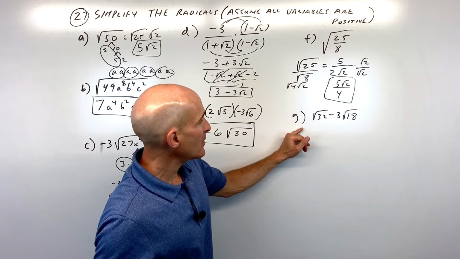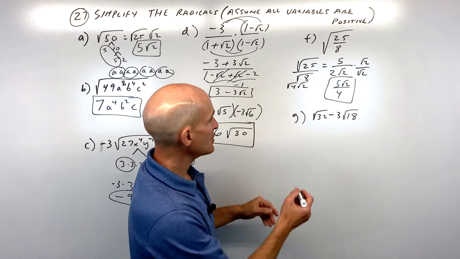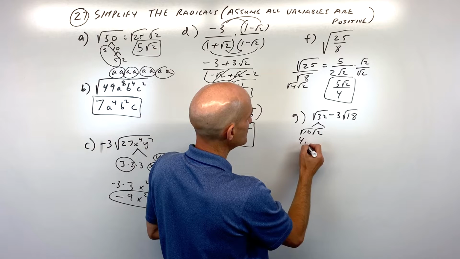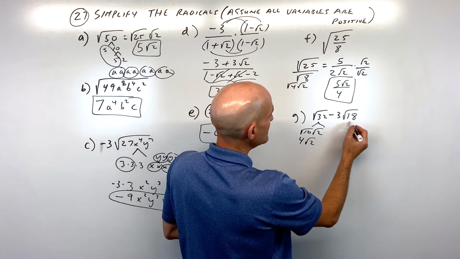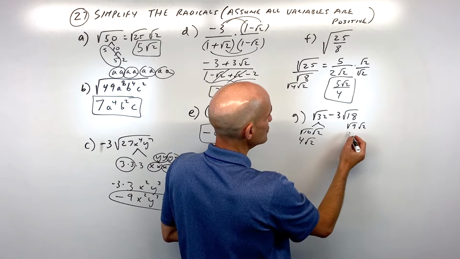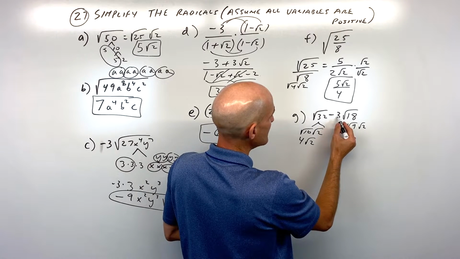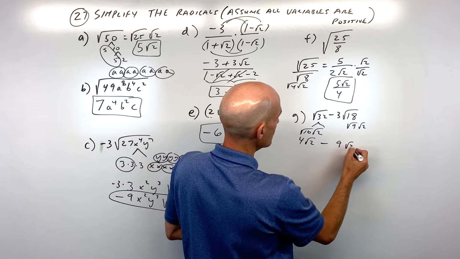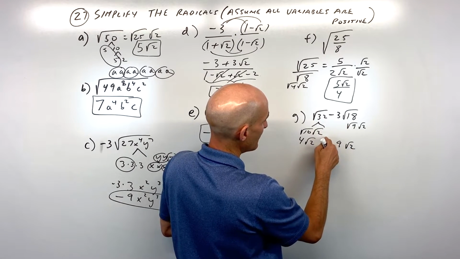For letter G now, square root of 32, we can simplify this into square root of 16 times square root of 2. So that's 4 square root of 2. Square root of 18 is really like square root of 9 times square root of 2. So that's 3, but then times that 3 is going to give you 9 square root of 2. Okay, I just brought down that minus sign.